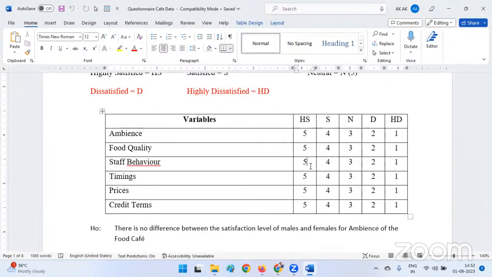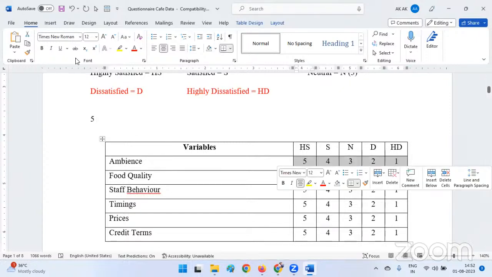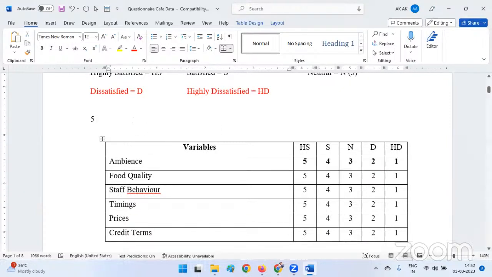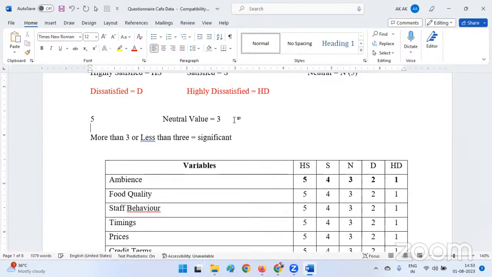Suppose out of 5, we get a value of say 4.5. This is the scale 5, 4, 3, 2, 1. Now we don't know whether this is significant or not. So we compare it with the neutral value. The neutral value of the scale is 3. So if it is more than 3 or less than 3, it is significant, maybe negatively significant or positively significant.